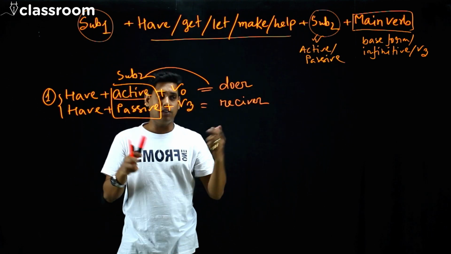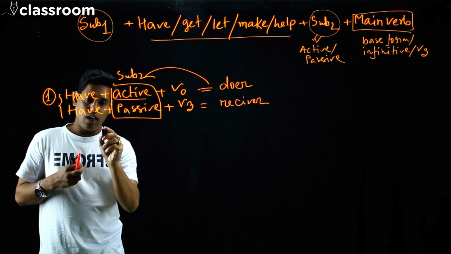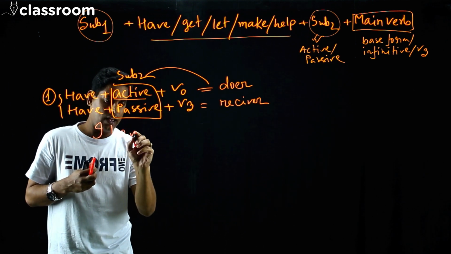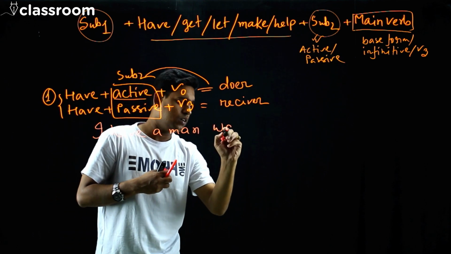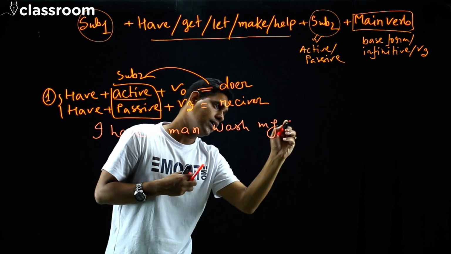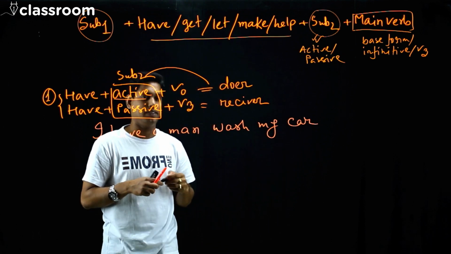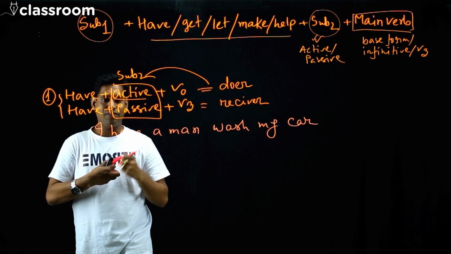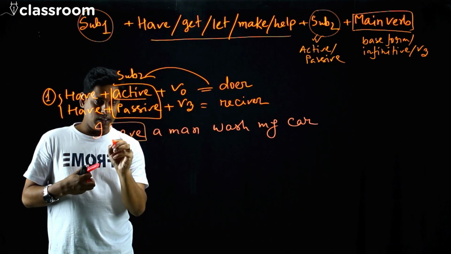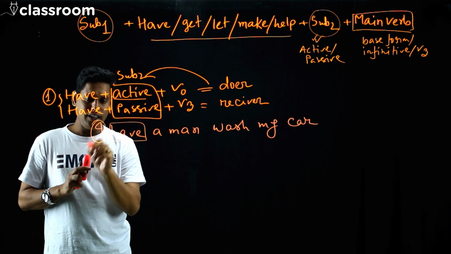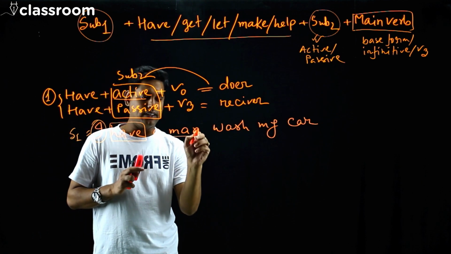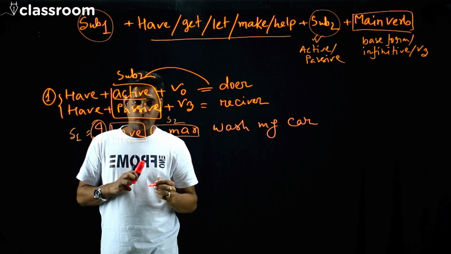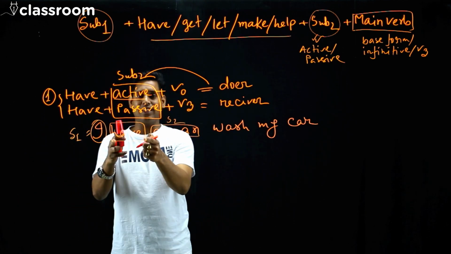Now I'm going to give an example with this. Like, I have a man wash my car. Look at the example, what happens. In the sentence, I'm using have as in causative verbs because the verb has two subjects: I, this is subject 1, and a man, this is subject 2. So I can define this have as working as a causative verb.